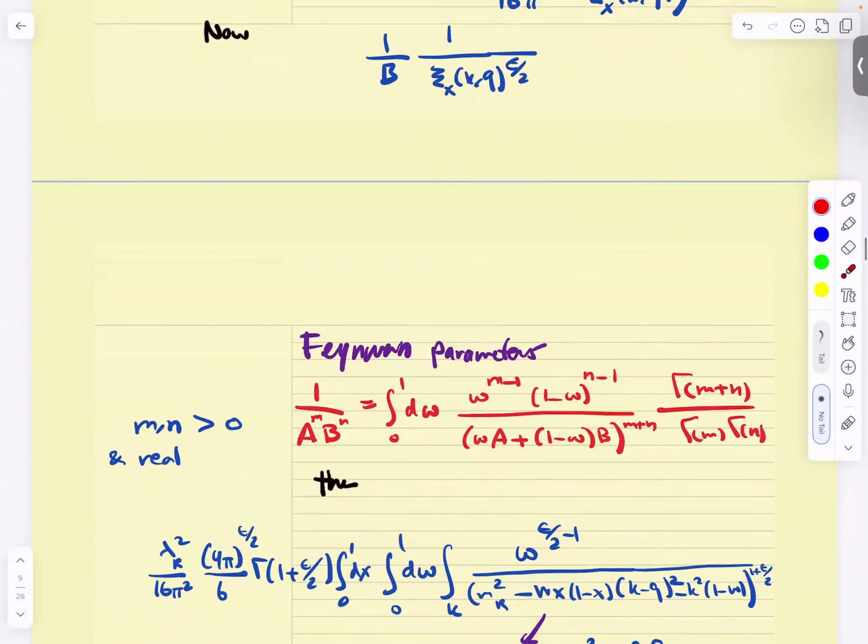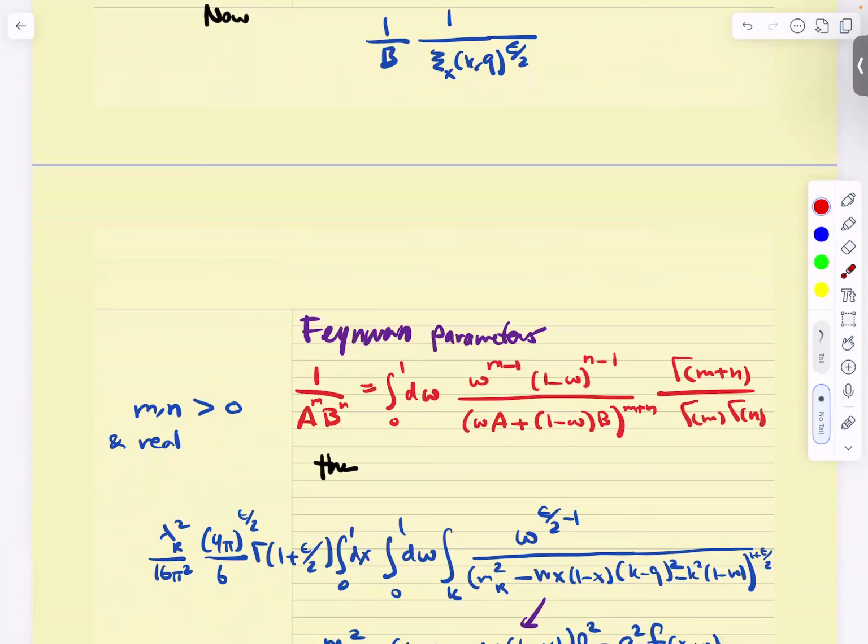Now, what we do is, of course, the set of tricks we have are fixed. We do Feynman parameters for 1 over A to the power of M, B to the power of N. And this is the form of it. Now, can you tell why I wrote it this way?